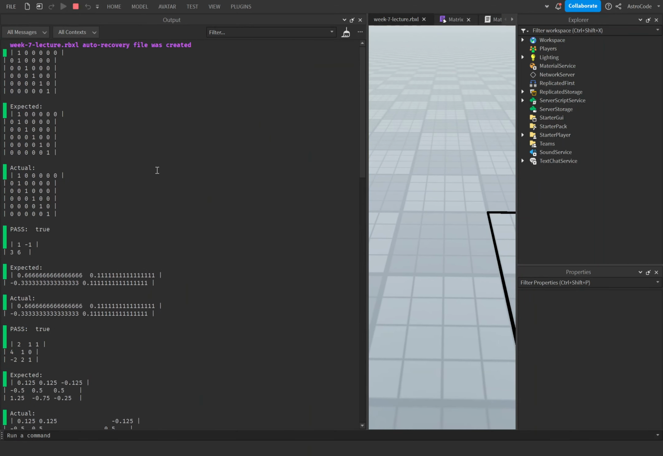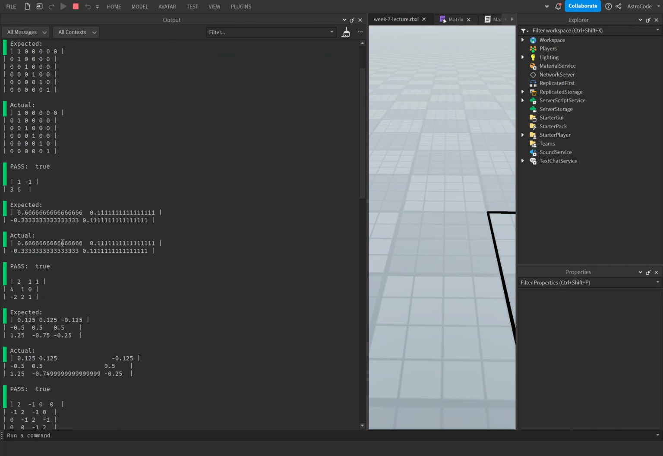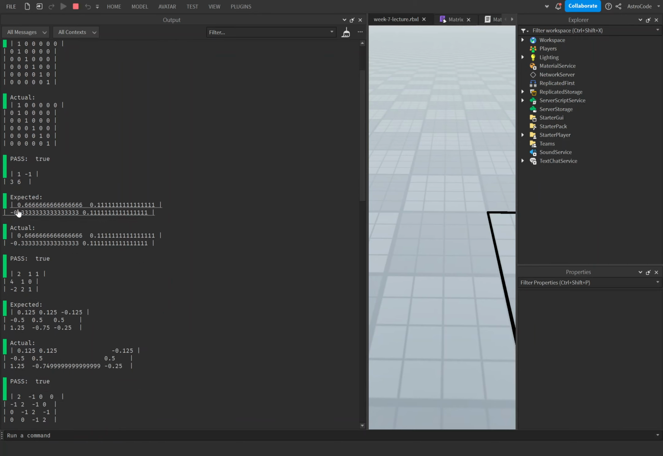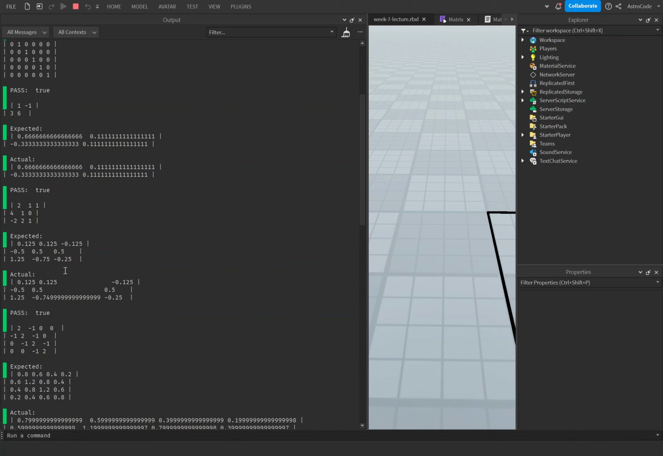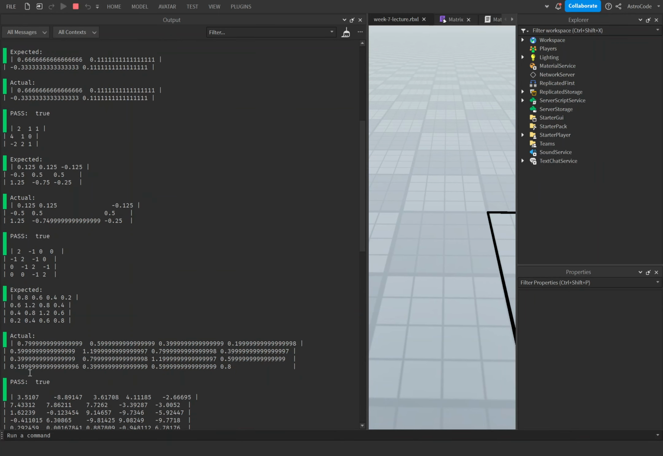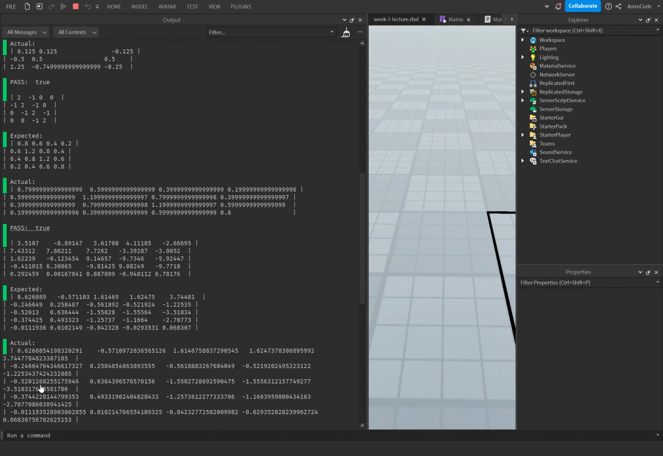Okay. What do we see? So we see we put in the identity matrix. We expected the inverse to be the identity, and what we got was the identity, so we passed the test. Here's another matrix. Here's the expected inverse, the actual inverse. Good. All right, these are looking very good. All of our tests are passing.